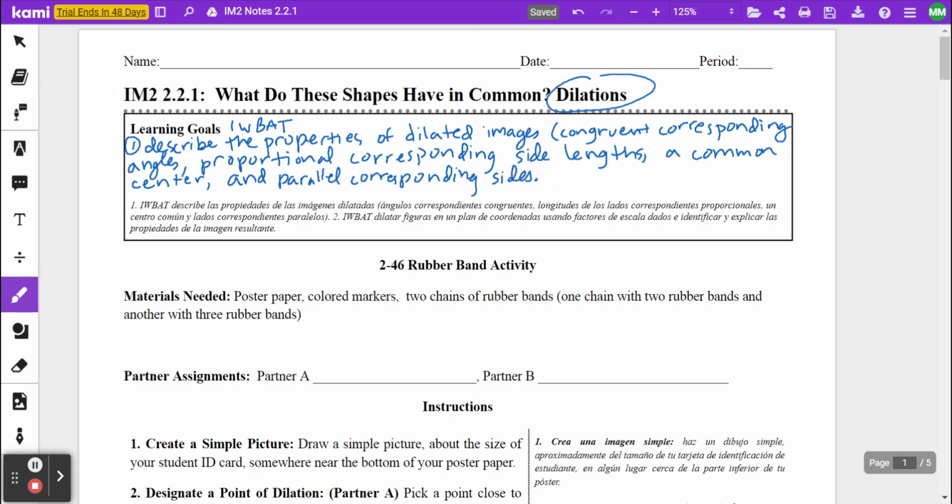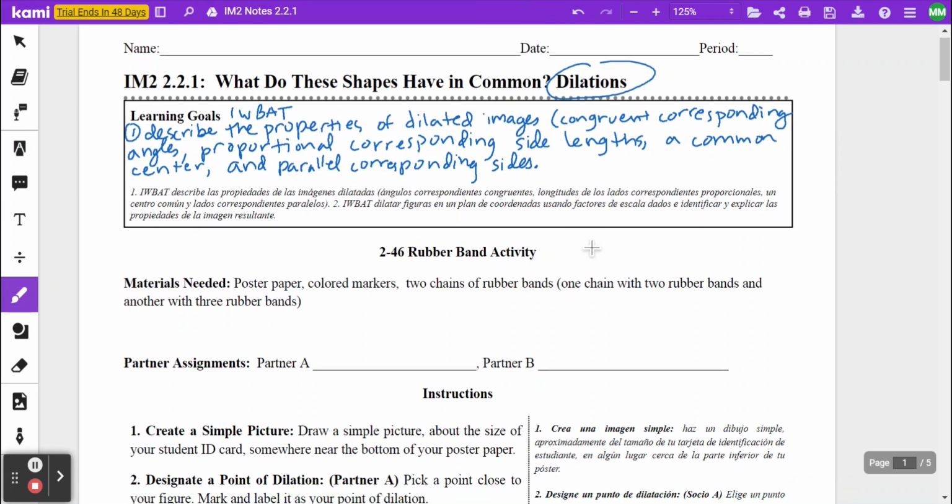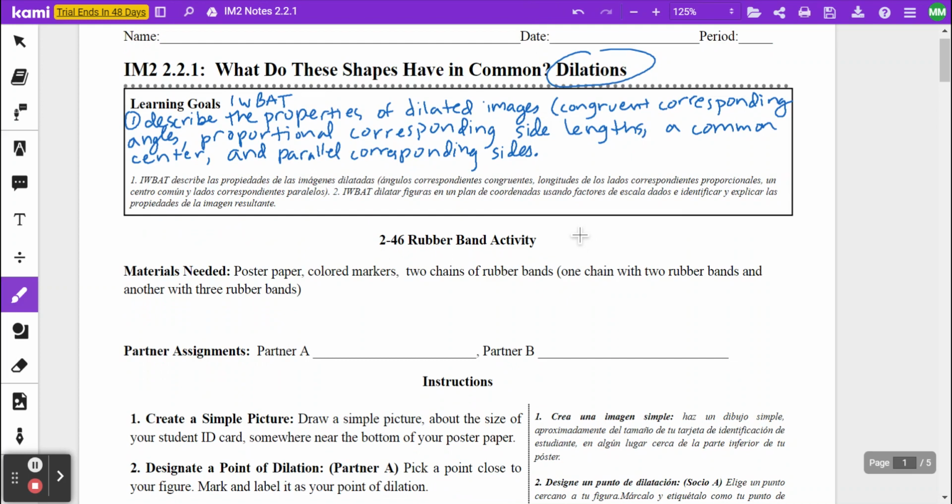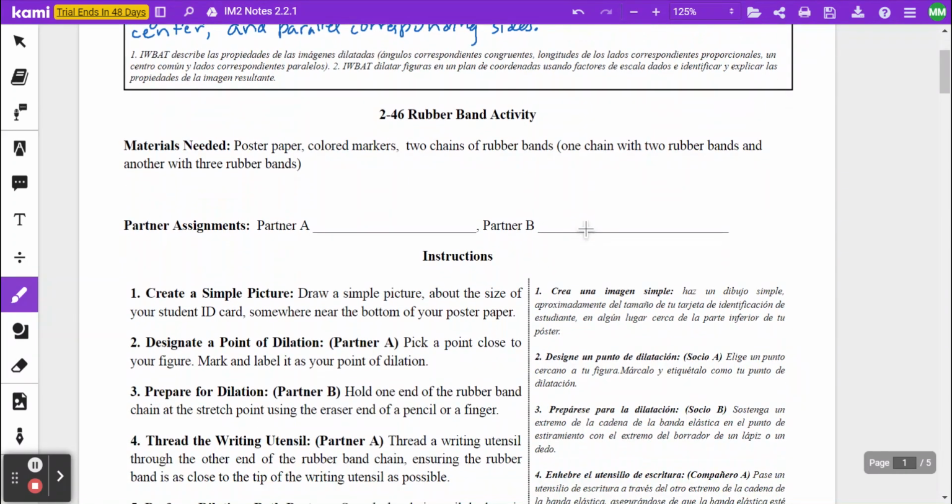You will also be able to dilate figures on a coordinate plane given scale factors, but that won't be covered in this set. Okay, so the very first thing we're going to do is a rubber band activity. And let's watch a brief video on that. Now, unfortunately, if you're watching this video, you're probably not going to do the physical version of the rubber band activity, but it is fun, and I think it will make dilation stay with you for a long time, so I do encourage you to try it.